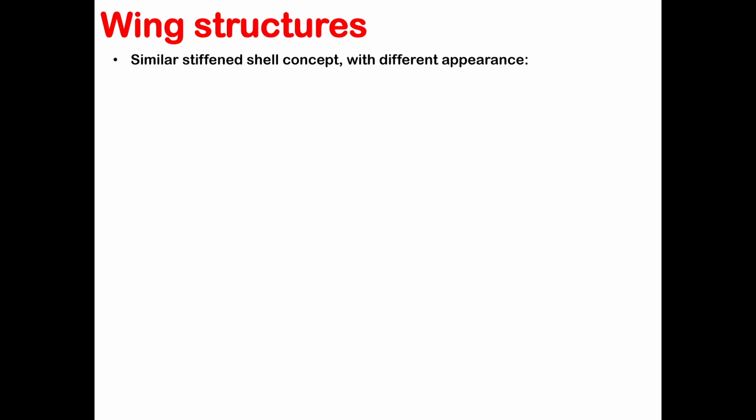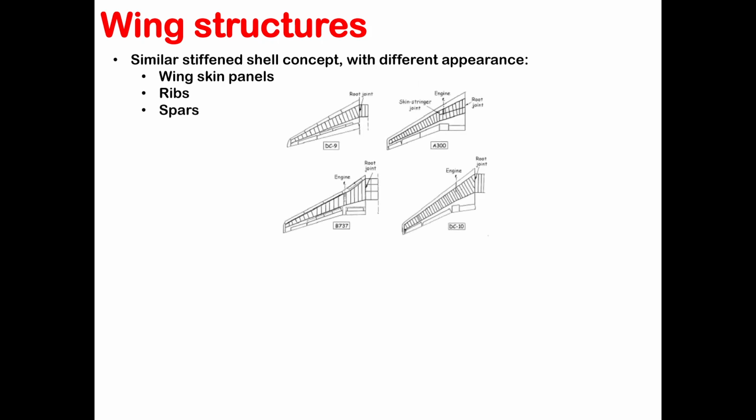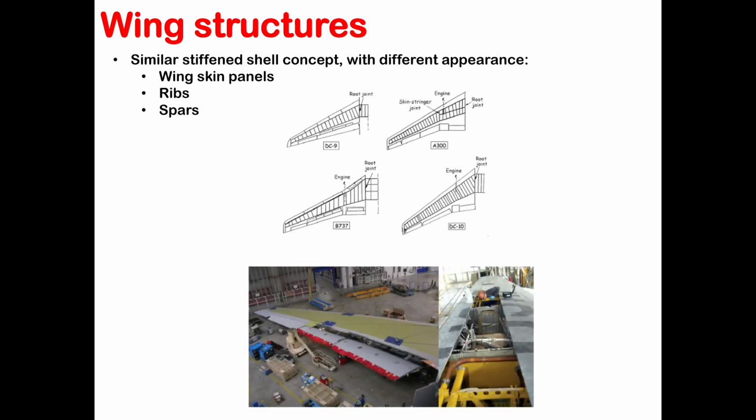Another type of structure that we need to be able to fly is the wing. Wings are essentially similar stiffened shell concepts with just a different appearance compared to a fuselage. We have the wing skin panels, they have the ribs, they have the spars. An example of the wings: you can see two examples of the wing structures here.